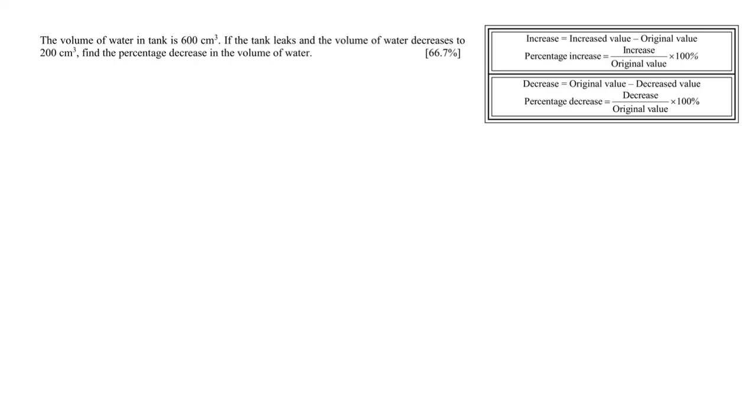Hello everyone, welcome to this video where we are given that the volume of the water in a tank is 600 cm³ and the tank leaks, meaning the water is coming out, and it decreases to 200 cm³. Find the percentage decrease.